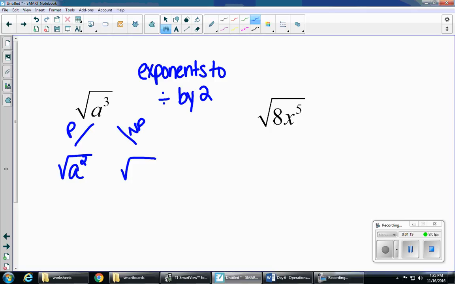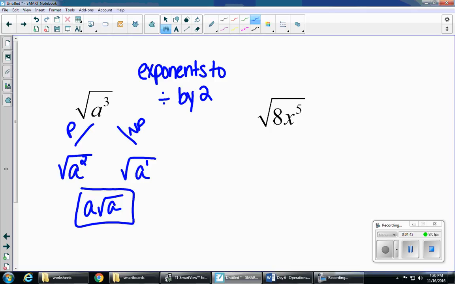But because I'm breaking it down, I can't just have an a to the second power. I still have another a left over, because remember, that's really a to the first. So now, my square root of a squared is a, and my non-perfect radical stays. So the square root of a cubed, simplified, is a radical a. Let's take a look at our example on the right.